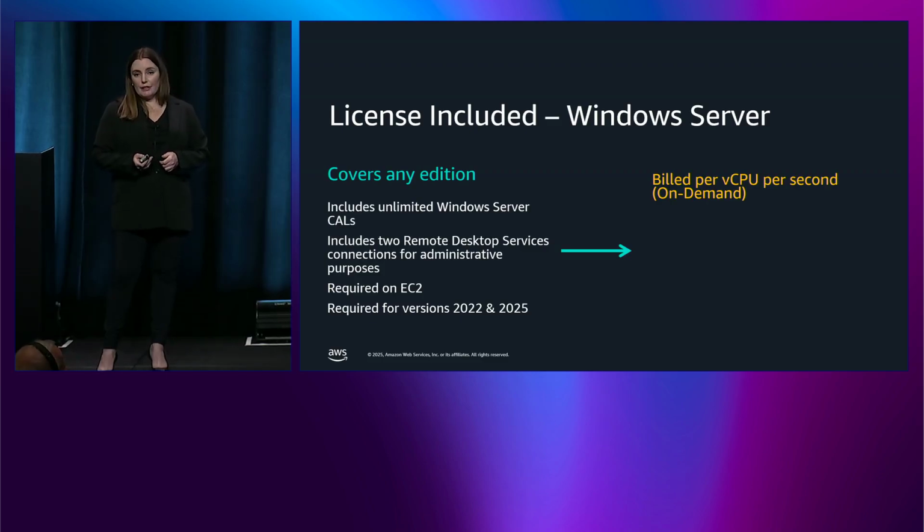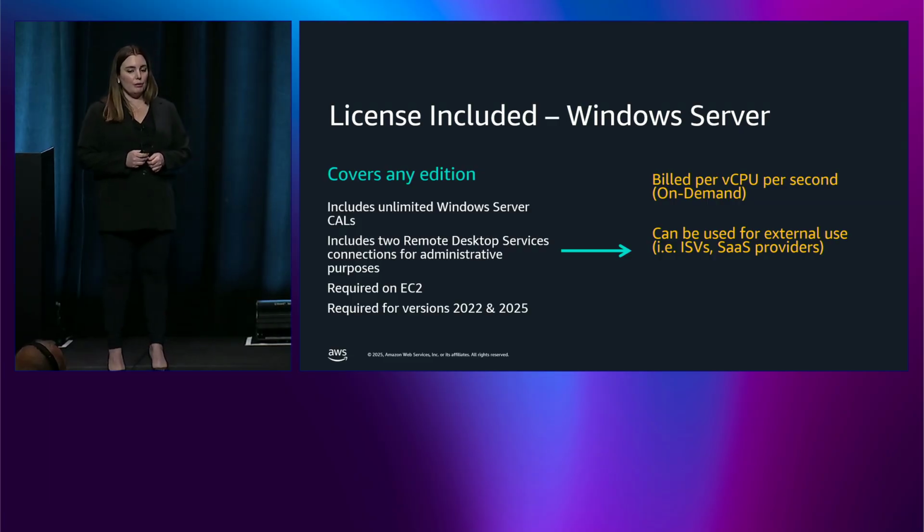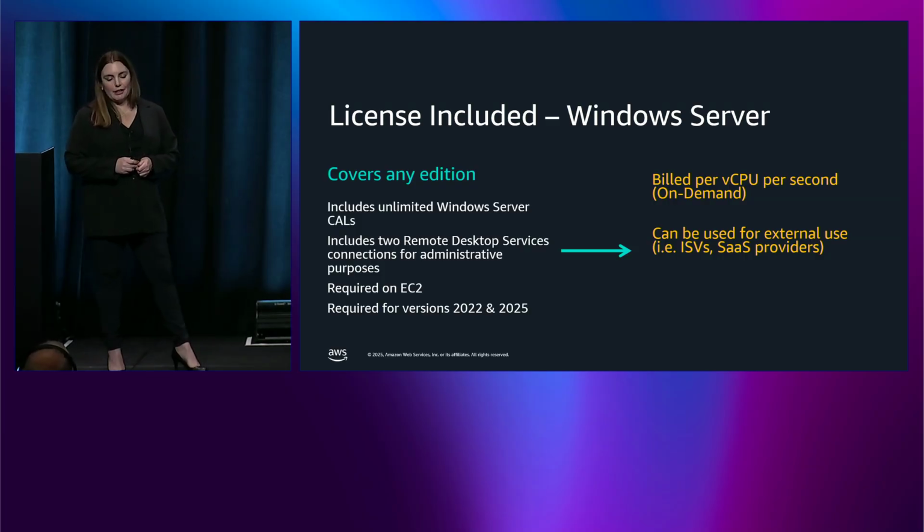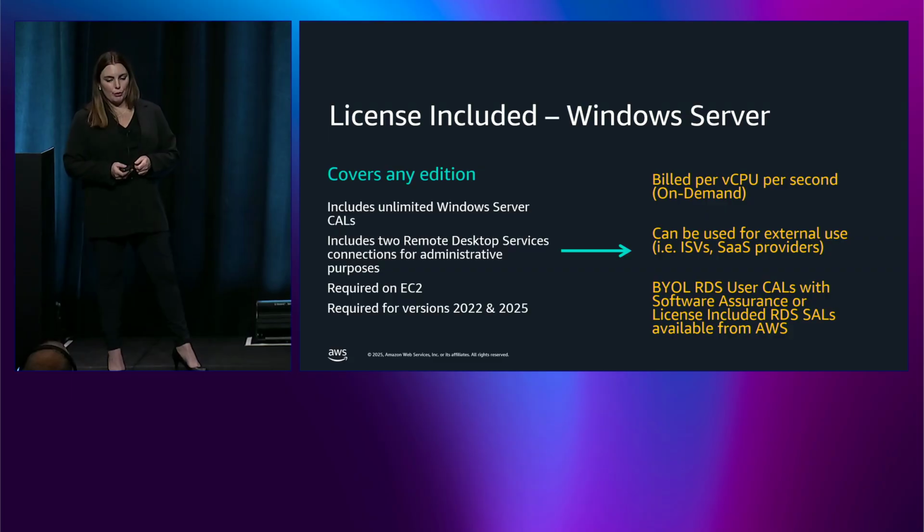Windows Server license included is billed per vCPU per second for on-demand instances. It is an option that can be used for external use. So for example, if you are an ISV or a SaaS provider that was impacted by the SPLA BYOL changes, where Microsoft no longer allows SPLA BYOL on AWS, license included is a compatible option for those workloads.